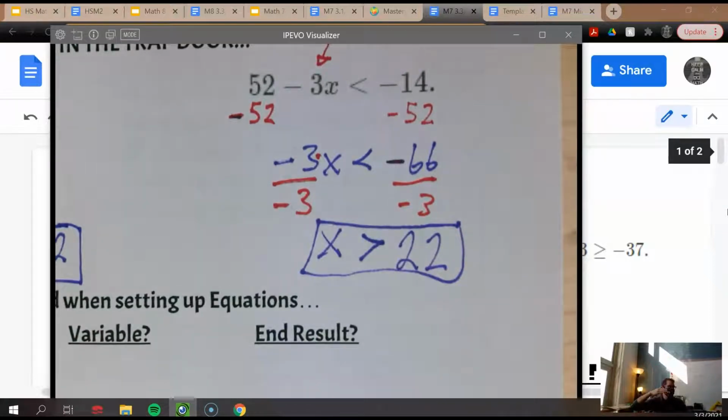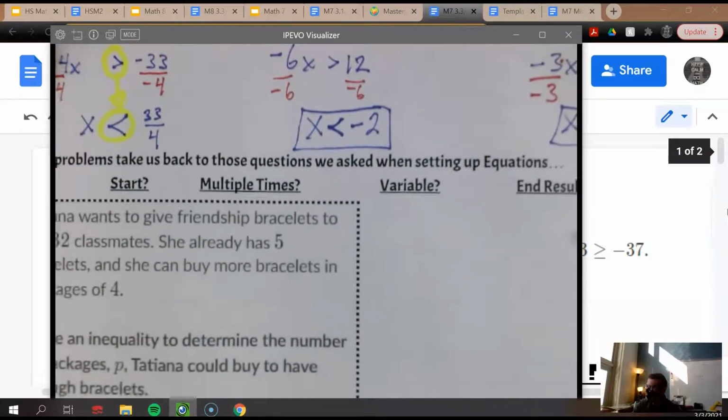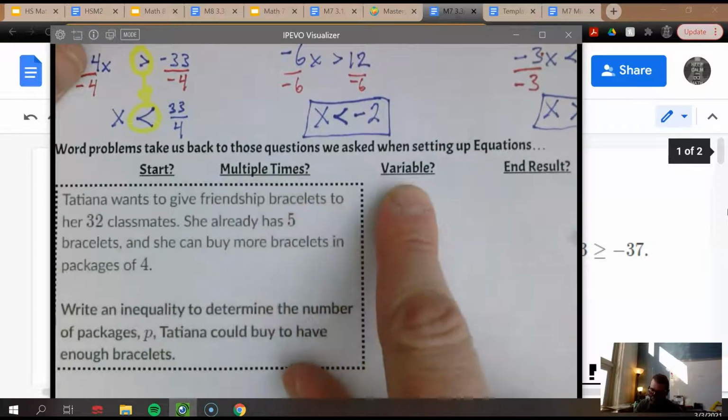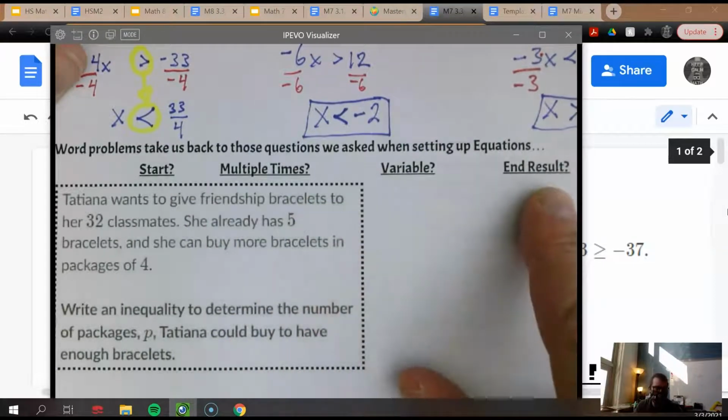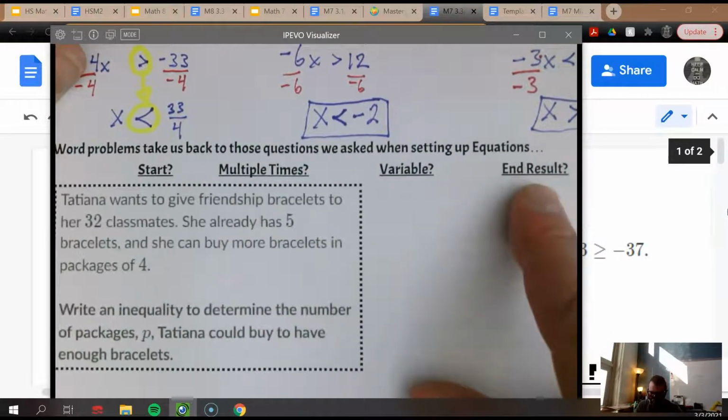It's okay if I go past my target weight. Also, if I'm trying to save money to buy a new video game, it's okay if I save too much money, right? Because then I have extra. Great, I can buy some candy. So when we think about these problems, we're still going to think about, just like in the equations, where do we start, what happens multiple times, what thing don't we know, and where do we want to get to or get past. Right now, the end result is the target that we're going to shoot past.